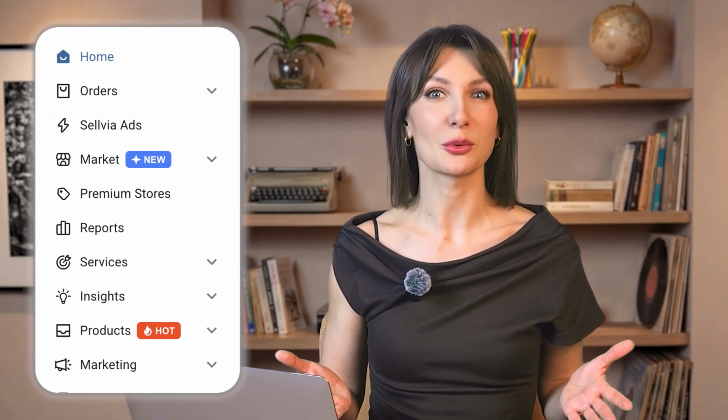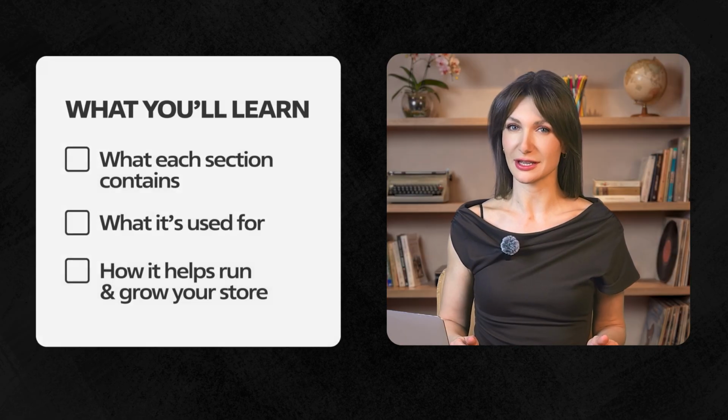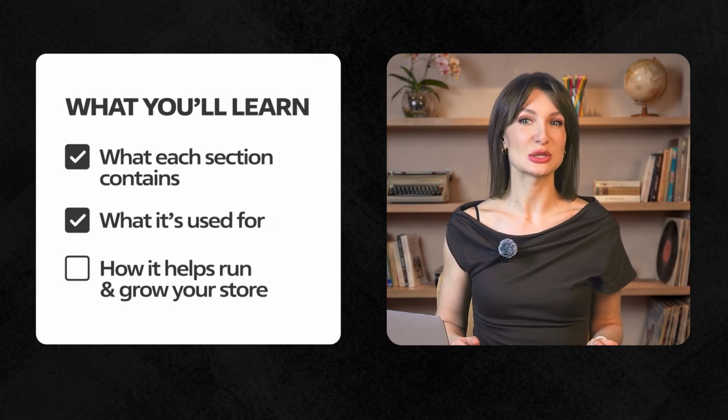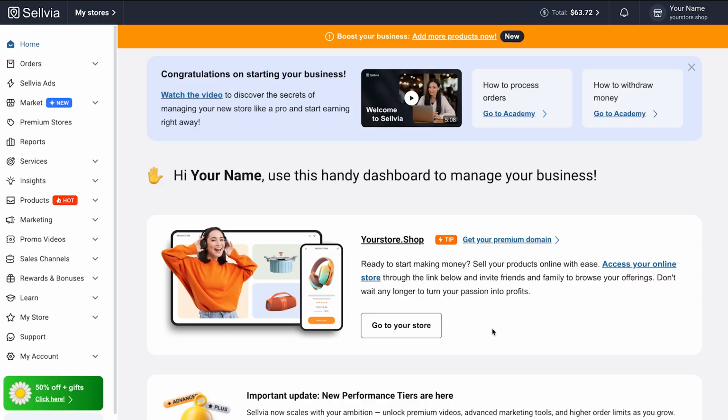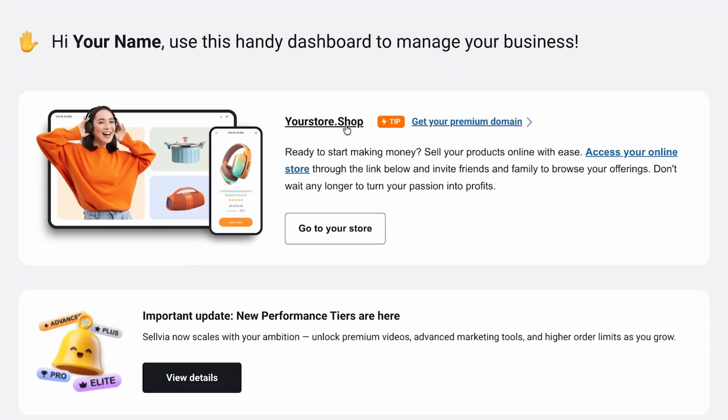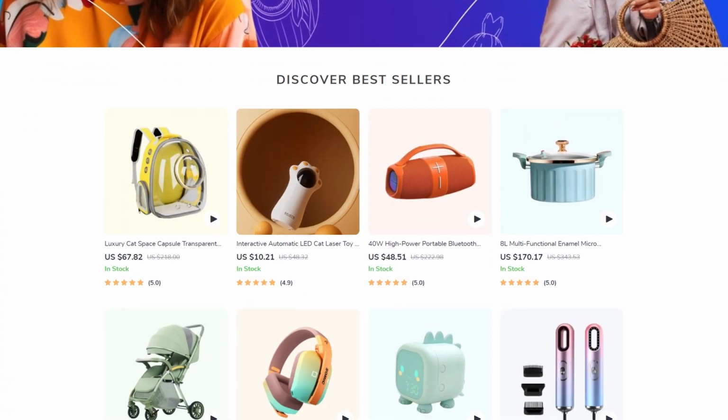In this tutorial, we will go through each section in order and explain what the section contains, what it's used for, and how it helps you run and grow your store. Let's begin with the first page you see after logging in, the Home section. Home. From the home page, you can go to your store and check how it looks for your buyers.